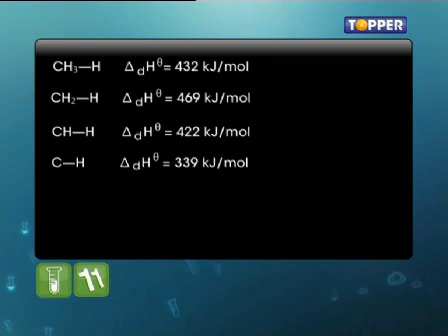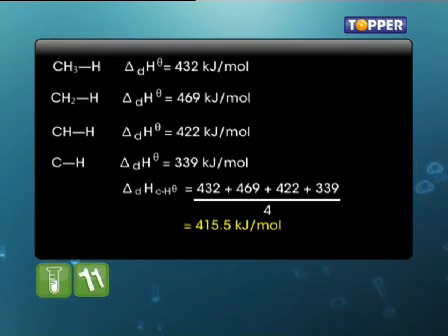How do we then calculate the bond dissociation enthalpy for the whole molecule of methane? Since bond dissociation involves breaking of 4 C-H bonds, we do a summation of the dissociation enthalpies for all the 4 steps and divide it by the number of carbon to hydrogen bonds, that is 4.